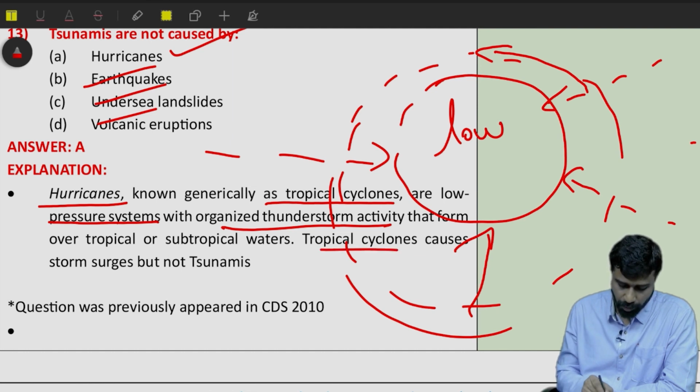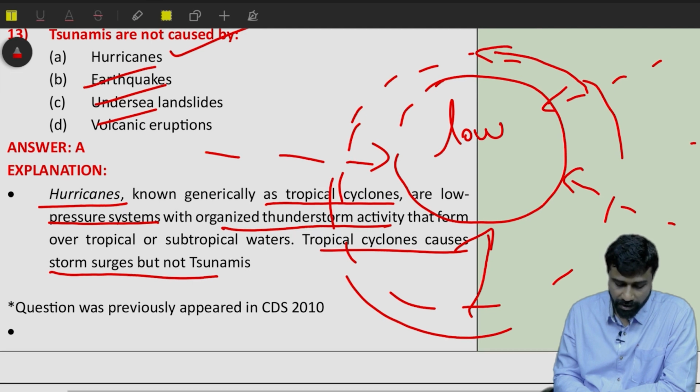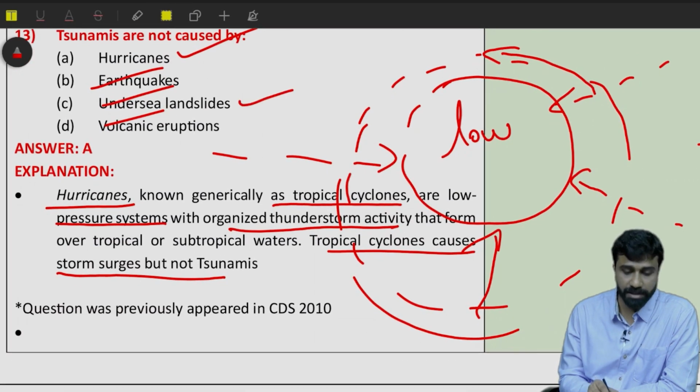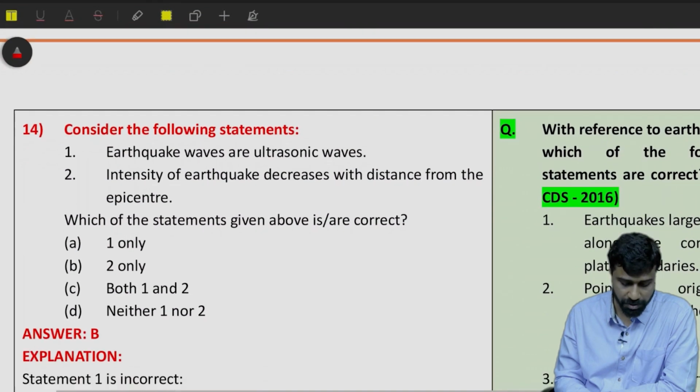Nice. So tropical cyclones are not at all associated with the formation of tsunamis, but undersea landslides, volcanic eruptions and earthquakes are the causes which lead to tsunamis. This is a CDS question in 2010.